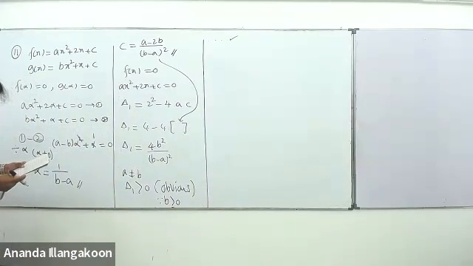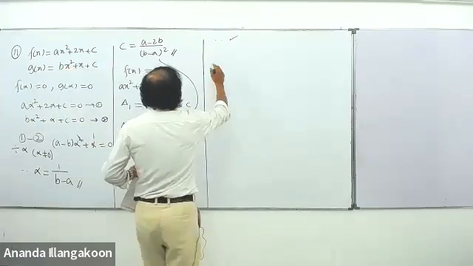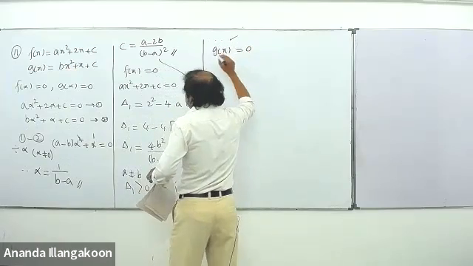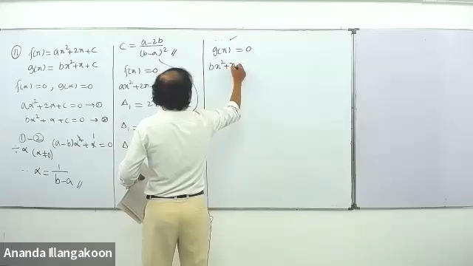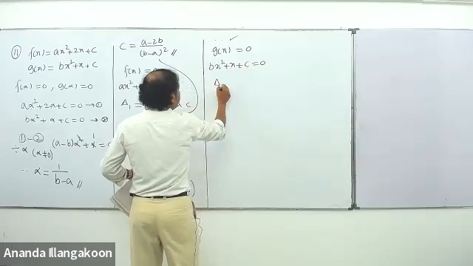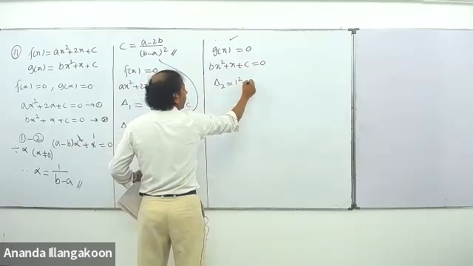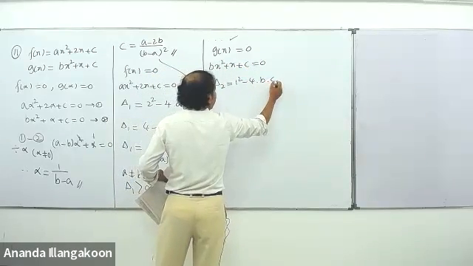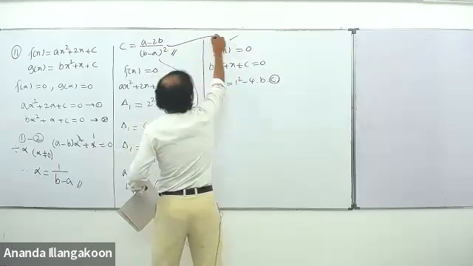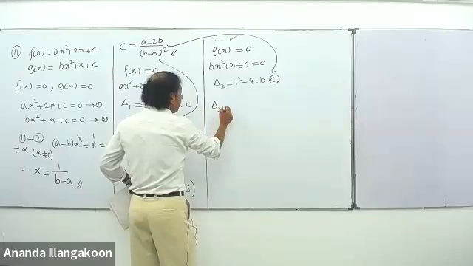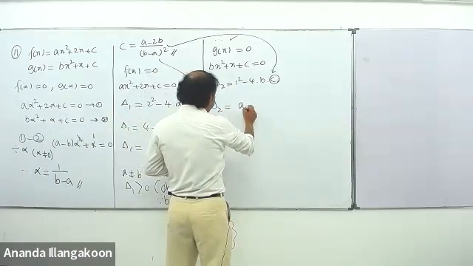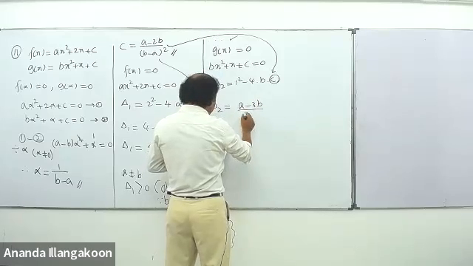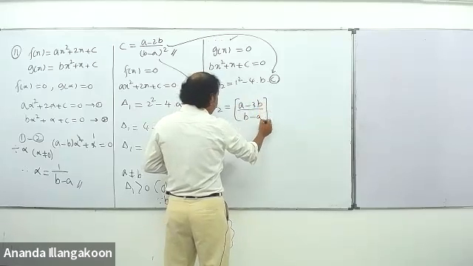Next one. The discriminant of the equation g(x) equals 0 is delta 2. g(x) equals 0. What is g(x), people? b x squared plus x plus c equals 0. Delta 2 you can write as 1 squared minus 4 times b times c. For this c also put the answer here, and simplify. You get delta 2, the answer given in the way (a minus 3b) divided by (b minus a) perfect square. Right.